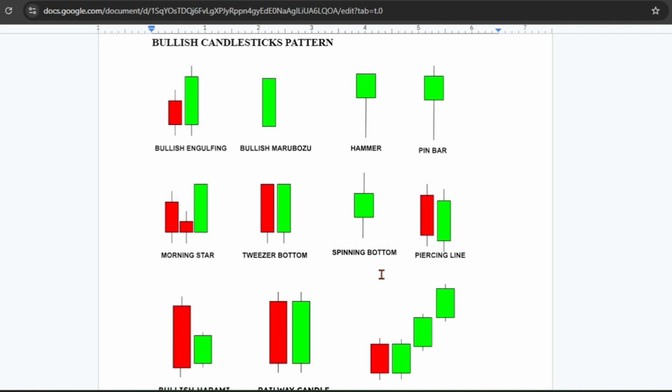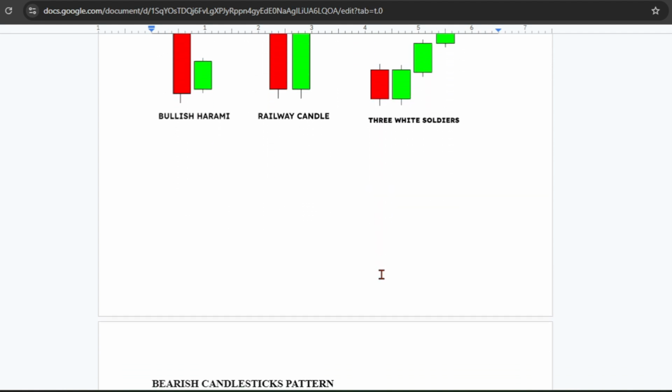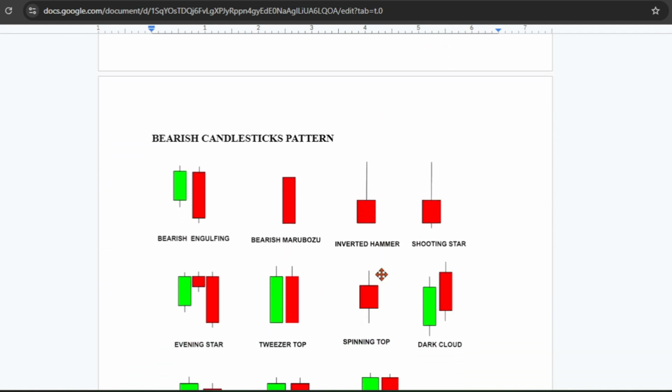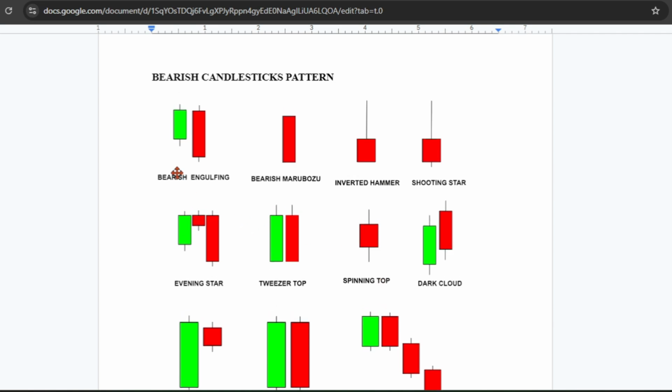Now, if we want to sell, what are the candlesticks we need to see? They are called the bearish candlesticks. For the bearish candlesticks, you can see we have the bearish engulfing, meaning that we have a strong bearish candlestick that is longer in size than the previous candlestick. We call it bearish engulfing, bearish marubozu, inverted hammer.